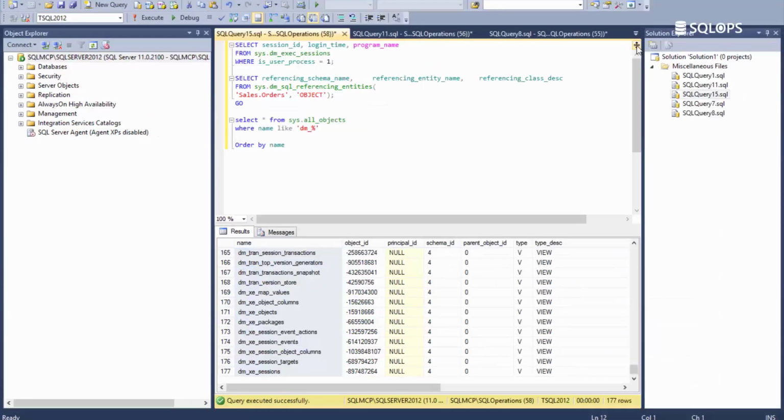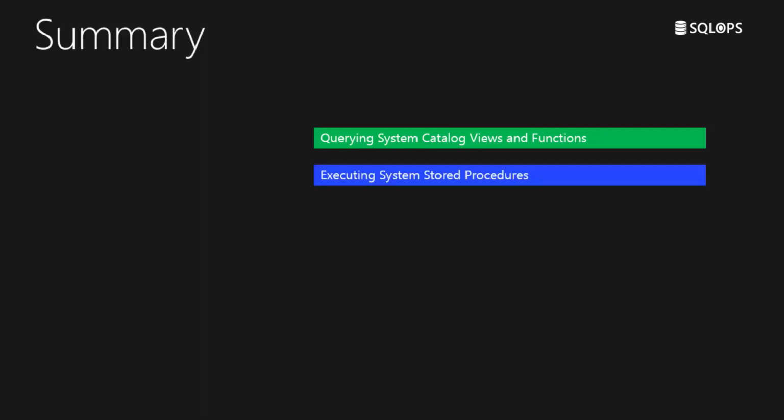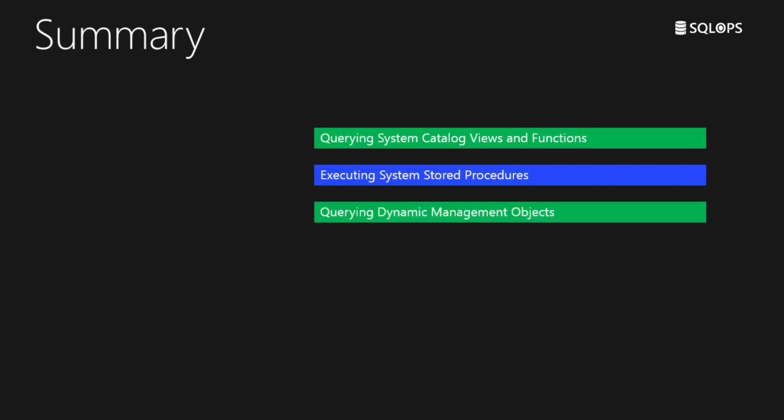So, now that we have learned how to use DMVs to retrieve metadata information, let's recap what we have learned so far in this module. We have learned how to write queries that retrieve system metadata information using system catalog views, information schema views, and system functions, how to execute system stored procedures and write queries that retrieve metadata information using them, what the uses of dynamic management objects are, and how to write queries that retrieve metadata information using them. In the next module, you will learn how to query data with stored procedures, how to pass parameters to them, how to create simple stored procedures, and how to work with dynamic SQL.